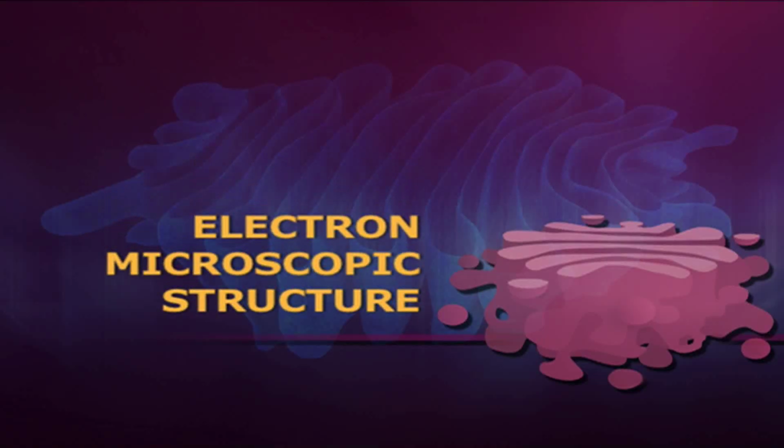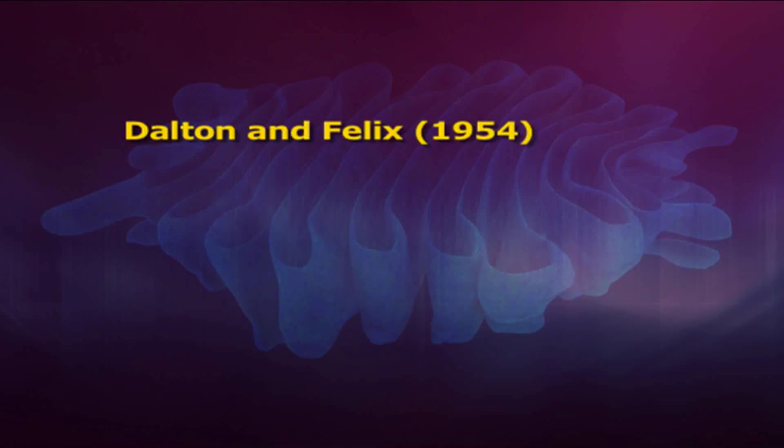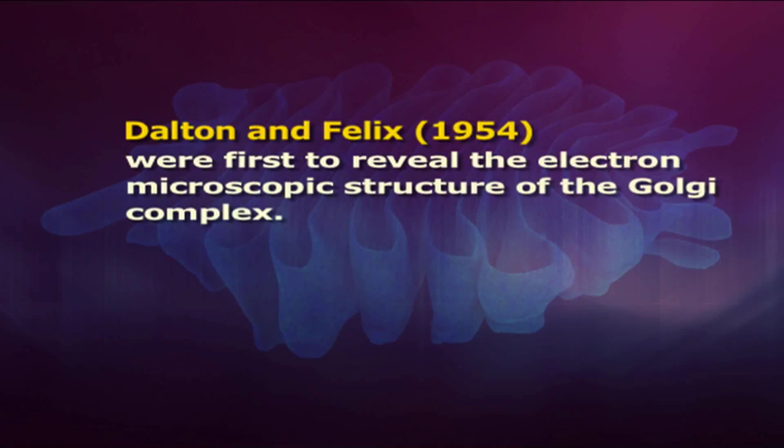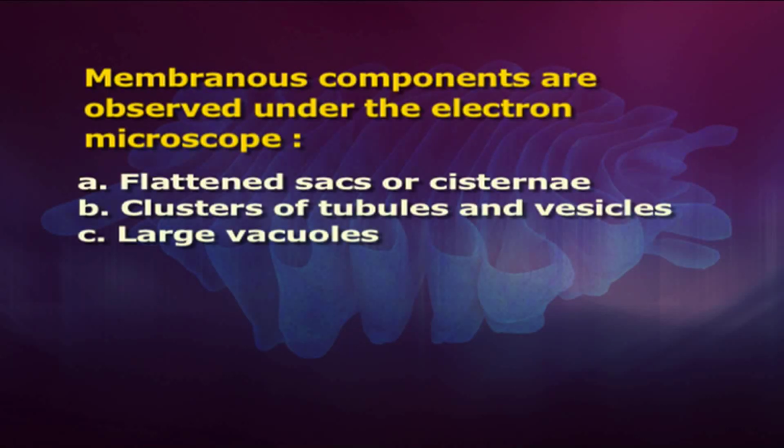Moving ahead, we will now study the electron microscopic structure of Golgi complex. Dalton and Felix in 1954 were first to reveal the electron microscopic structure of the Golgi complex. In general, three membranous components are observed under the electron microscope. They are flattened sacs or cisternae, clusters of tubules and vesicles of about 60 nanometer, and large vacuoles filled with an amorphous or granular content.